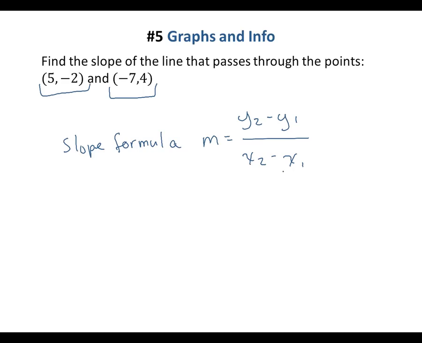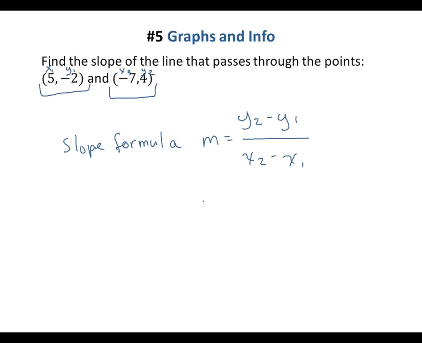Okay, graphs. Find the slope of the line that passes through these points. How do we find the slope of a line when we know 2 points? It has to do with rise over run, but there's a special way to do it. What do we call that? The slope formula. Y2 minus y1, over what? X2 minus x1.